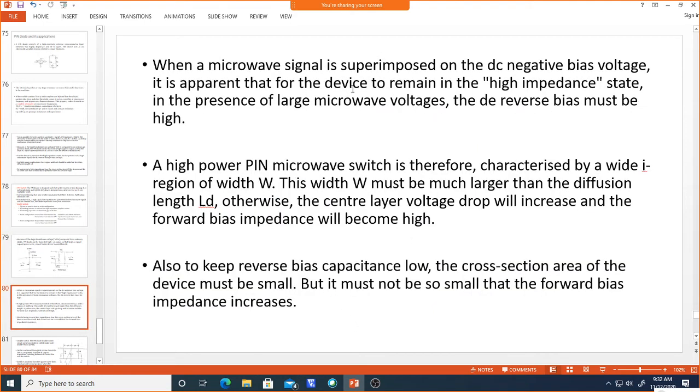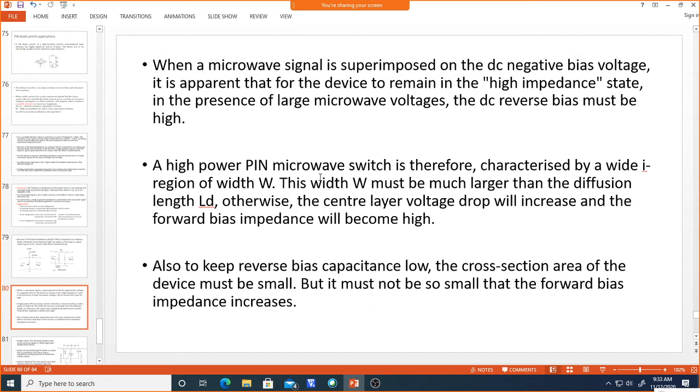So now when the microwave signal is superimposed on the DC negative bias voltage, it is apparent that for the device to remain in the high impedance state in the presence of large microwave voltages, the DC reverse bias must be high. So the DC reverse bias must be high.